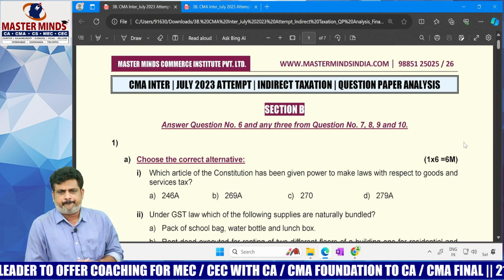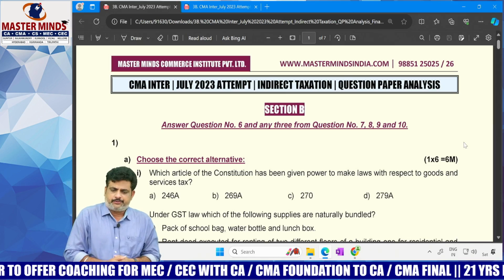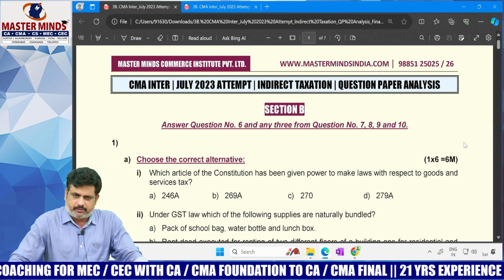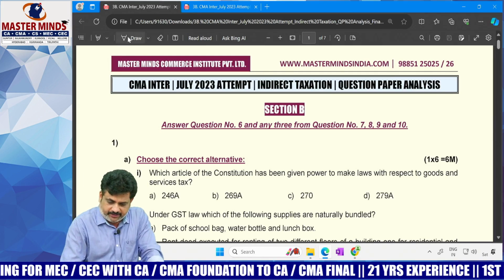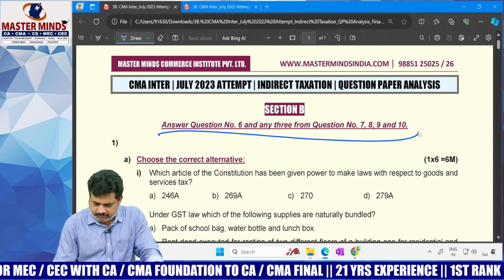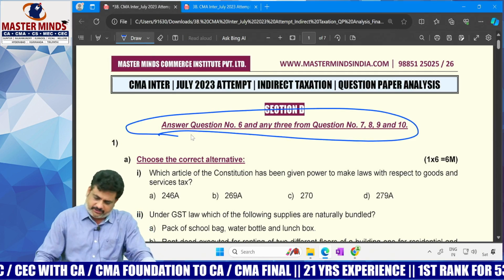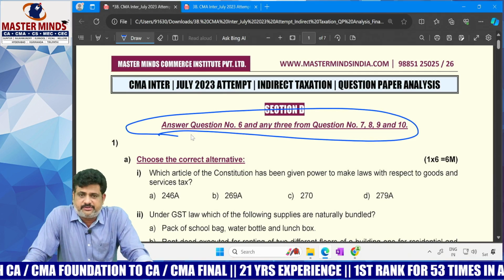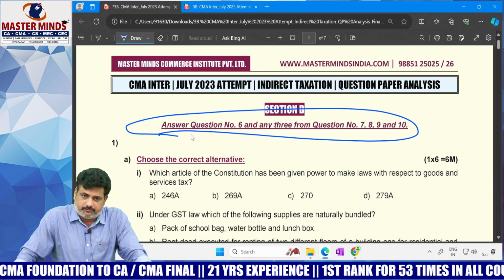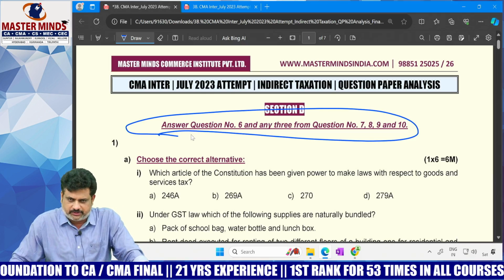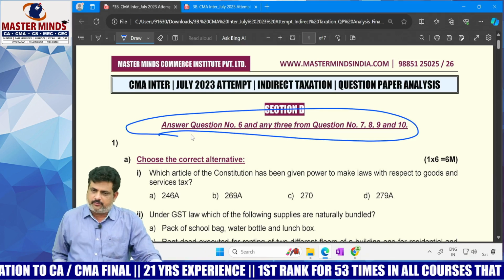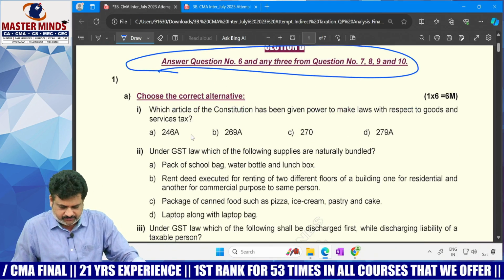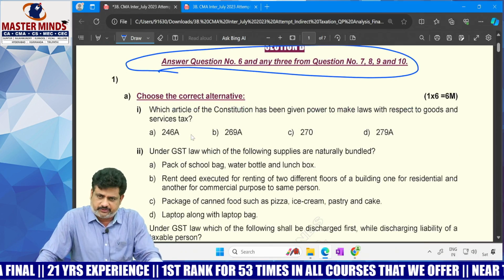With respect to that, answer question number 6 and any 3 from question numbers 7, 8, 9 and 10. That means question number 6 is compulsory. From the rest of the 4 questions, we need to answer any 3. That means one internal choice was there with respect to our indirect taxes.